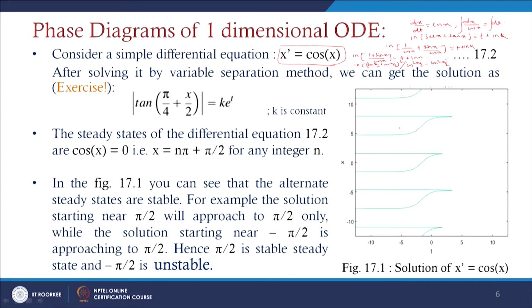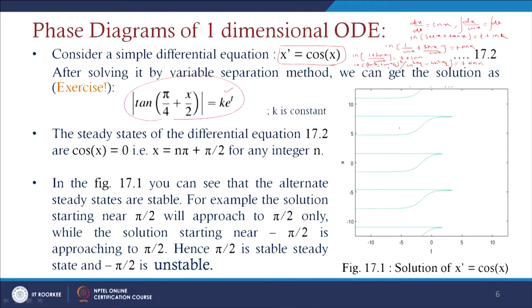And if you cancel out both these terms in the numerator and denominator, then we can find this as ln of tan of pi by 4 plus x by 2, which can be written as a t plus ln k there, and the final solution you can obtain as tan of pi by 4 plus x by 2 equals k e to the power t here.